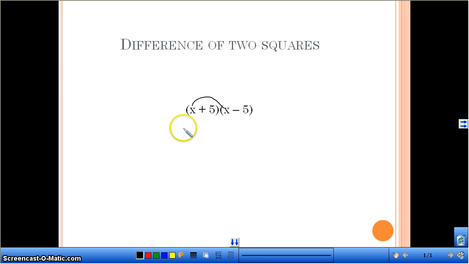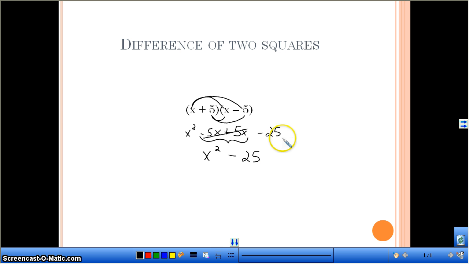So we're going to do our first term, x times x, which will give you x squared. Then we're going to do our outer terms, x times negative 5 gives you negative 5x. Then we'll do our inner terms, 5 times x, which gives you positive 5x. And then our last term, 5 times negative 5, which gives you negative 25. So we always go back to the two middle terms. We know that we can combine them. In this case, the negative 5x and the positive 5x actually cancel out. So the only thing that you have for your answer is x squared minus 25.